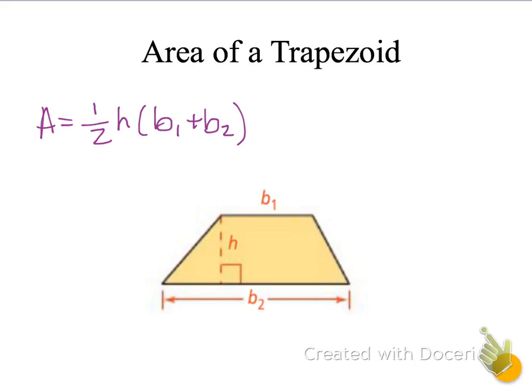So area of a trapezoid is going to be half times the height, all times the base 1 plus the base 2. So you're going to add the bases together and multiply it times the height and 0.5 or 1/2. Okay, and you can see that the height is going to be in here. It's going to create that right angle. Here's my one base and here is my other base of my trapezoid.